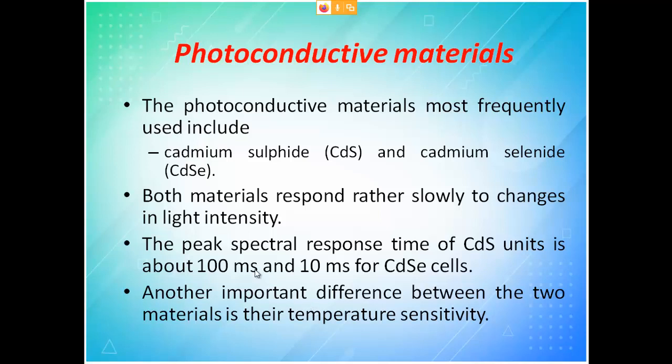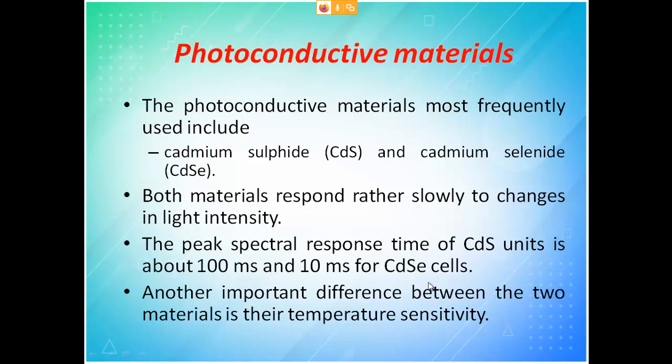Or in other words, see, cadmium on one side, sulfide on another side, brought together to form a PN junction, and this junction will have a reverse bias barrier. This barrier is slowly reduced with the intensity of light. The response time of a CdS unit is about 100 milliseconds, and for CdSe cells it is about 10 milliseconds. So that is the level of response time.